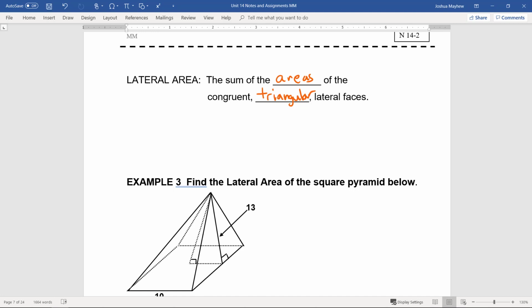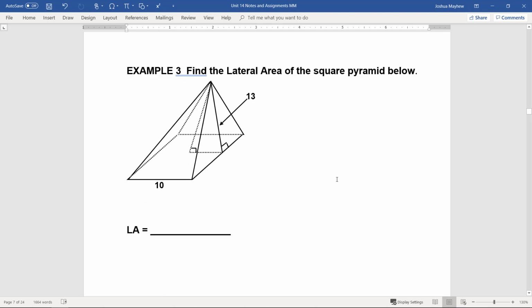Let's look at example 3. It says find the lateral area of the square pyramid below. Even though the dimensions look very similar to the last one, it's not exactly the same. We have a square pyramid. That means there's going to be 4 lateral faces. Each lateral face looks like this triangle where the base edge is 10 and the height of the triangle, which is also the slant height, is 13.